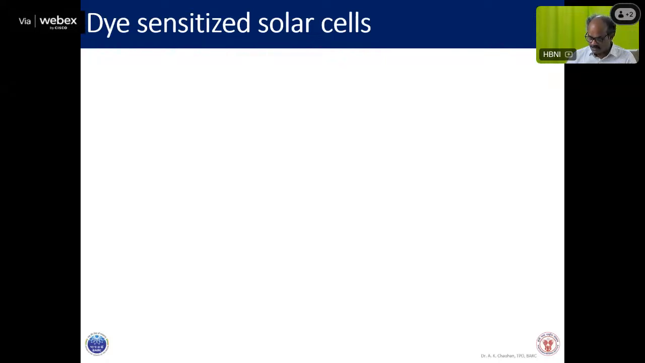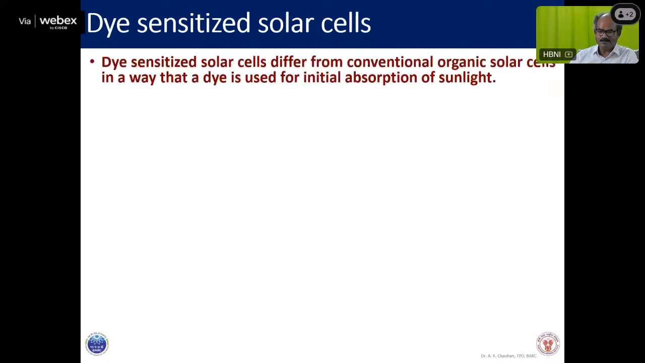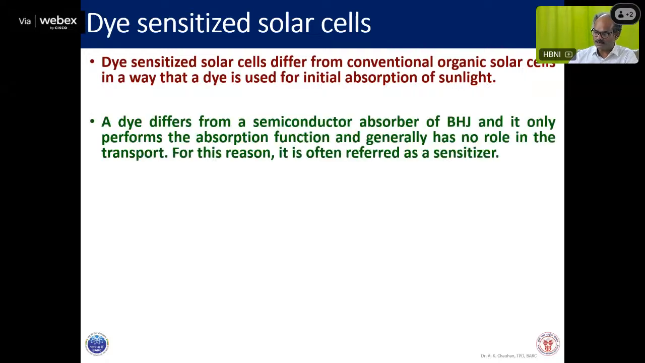So this was as far as the polymer or bulk heterojunction solar cells are concerned. Next category of solar cells comes as dye-sensitized solar cells. Dye-sensitized solar cells differ from conventional organic cells in a way that dye is used for initial absorption of sunlight.